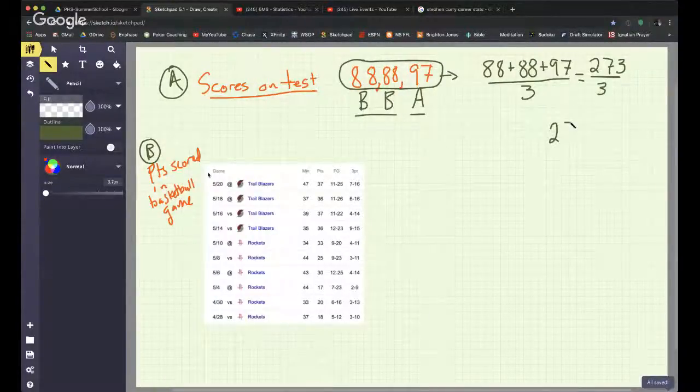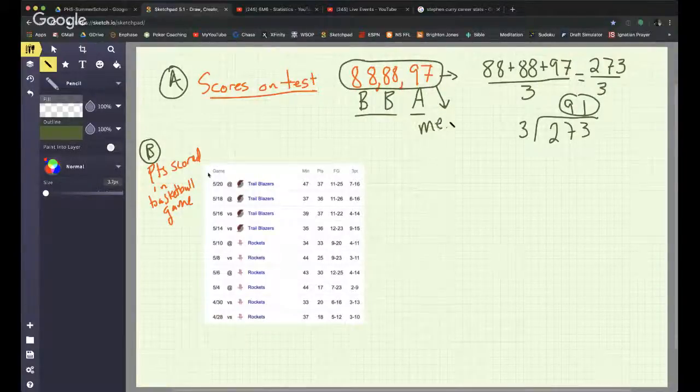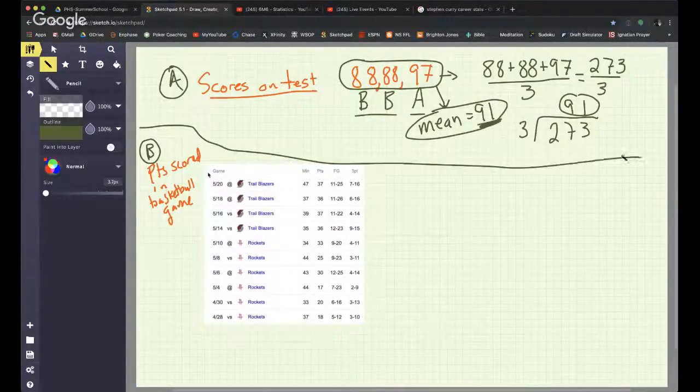Well, 273 divided by 3. We could do it on a calculator, but I'll do it right here, is 91. So the average, the mean, is 91. So you actually are averaging, you got 2 B's and 1 A, but the average is 91. So you actually are averaging an A, which is kind of cool. Well, let's do one more calculation.